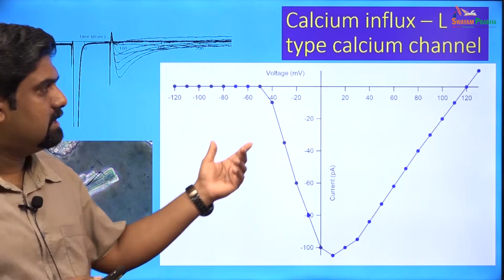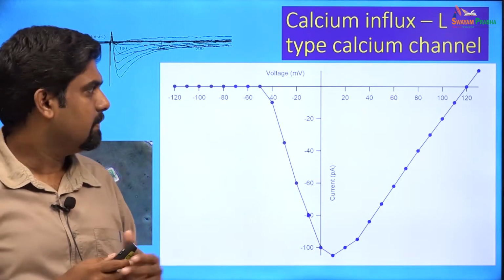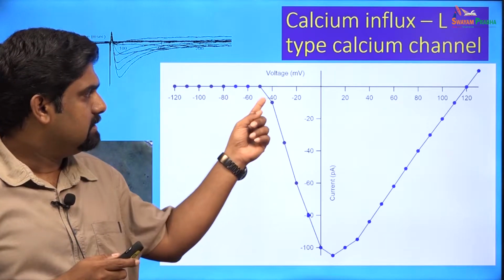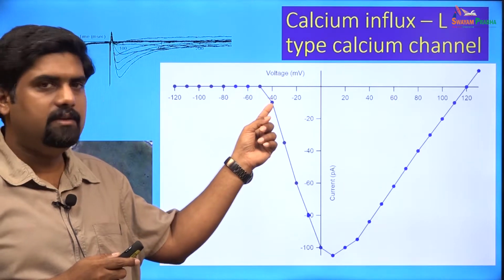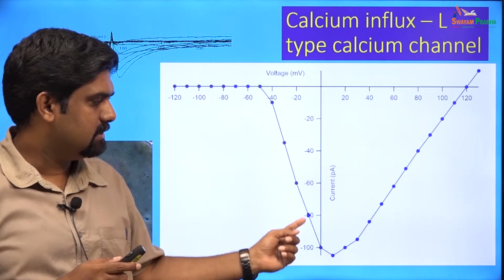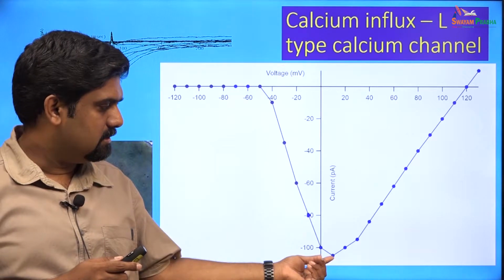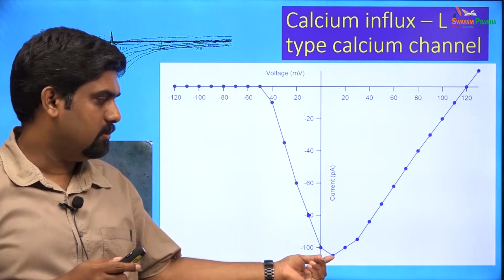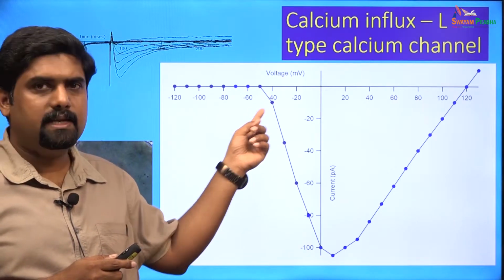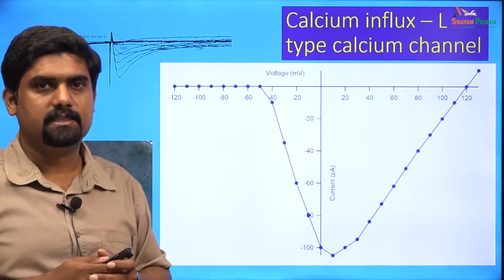In this picture we can see the current voltage relationship or the IV curve for the calcium current that is passed through the L-type calcium channel. We can see that the channel opens at about minus 40 millivolts, and with more depolarizing voltages, the magnitude of the current increased. It reached a peak at about 0 millivolts of depolarization. So these channels open at a more positive potential, and therefore these channels are also known as high voltage activated calcium channels.